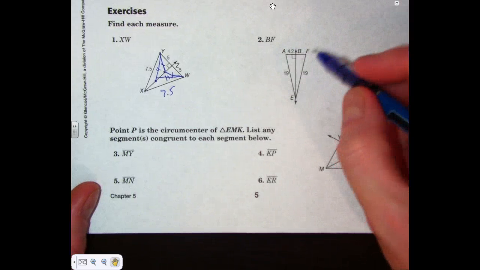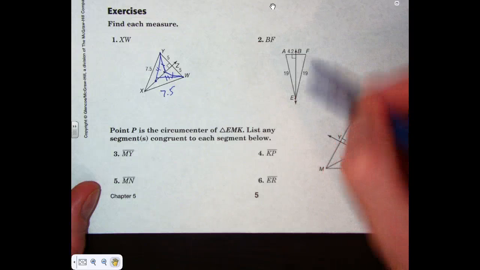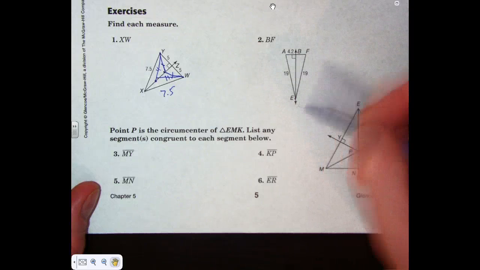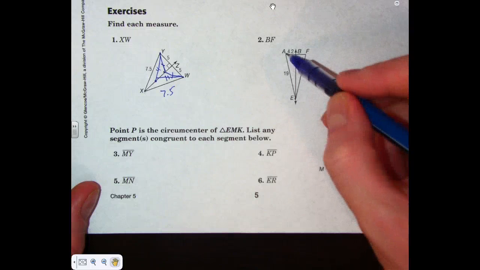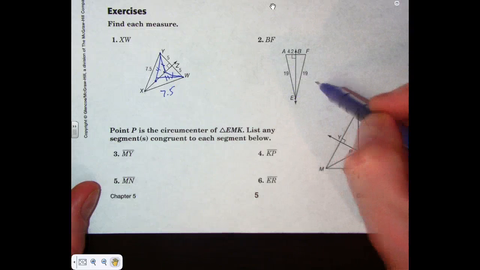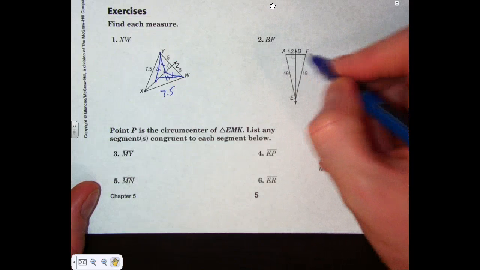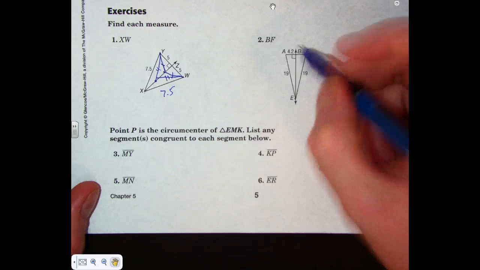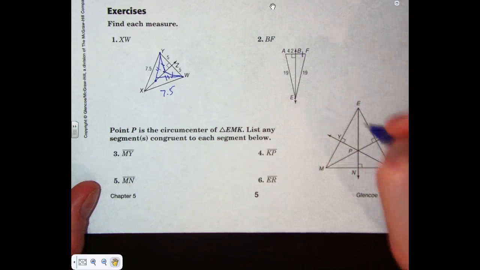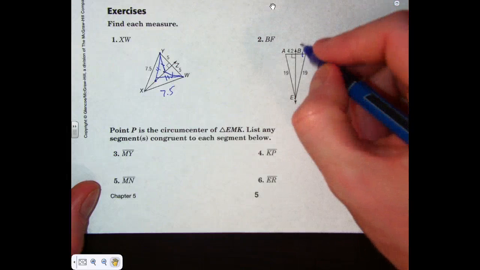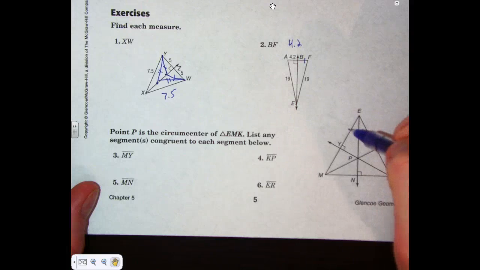Now 2 is the flip of that. I know point E is the same distance to F as it is to A. From E to F is the same distance as from E to A. They're both 19. And I also know that EB is on the perpendicular to AF. So if it's equidistant and it's on the perpendicular line, it must also bisect it, meaning that BF is 4.2 as well, since AB is 4.2.